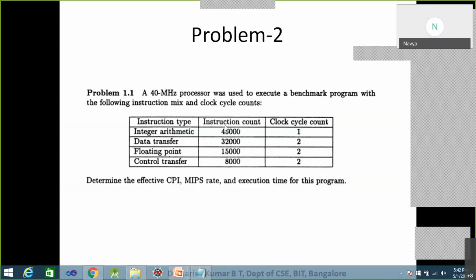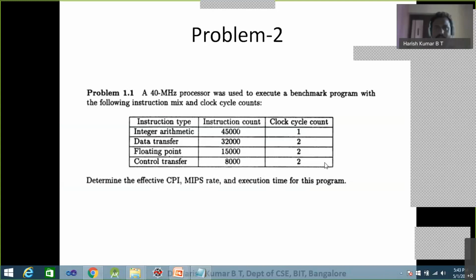You can find the total number of instructions here. Total number is 45,000 plus 32,000 plus 15,000 plus 8,000. I think it will come to 1 lakh. 1 lakh total instructions here. So multiply and find out the total number of clock cycles. So 45,000 into 1 plus 32,000 into 2 plus 8,000 into 2. So what is the total number of clock cycles? 1 lakh 55,000. 1 lakh 55,000 clock cycles you got.